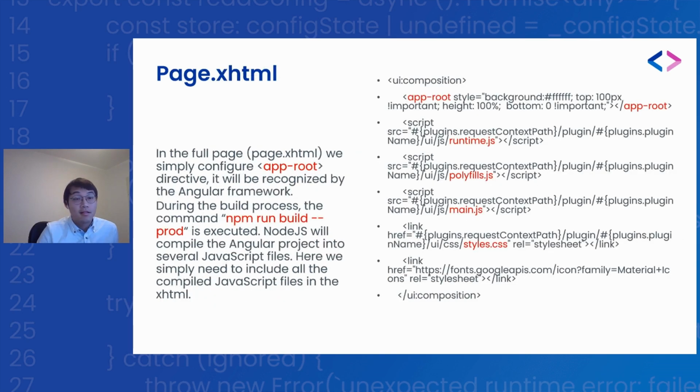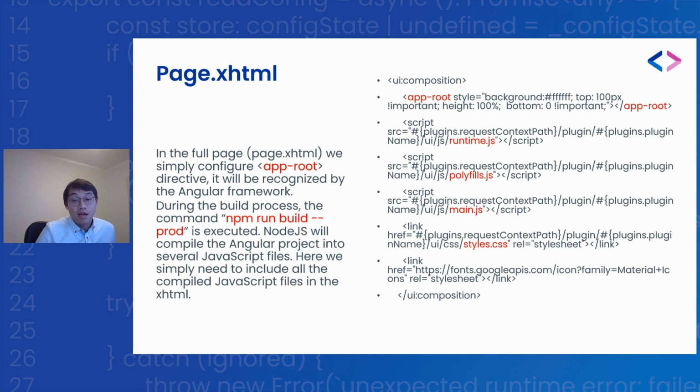And then the last part is that we need to define this full page.xhtml. We simply configure the app-root directive. It will be recognized by the Angular framework. During the build process, the npm build command will compile the Angular project into several JavaScript files. We simply need to include all the compiled JavaScript files in the page.xhtml. All the main front-end implementation is included in the main.js file.